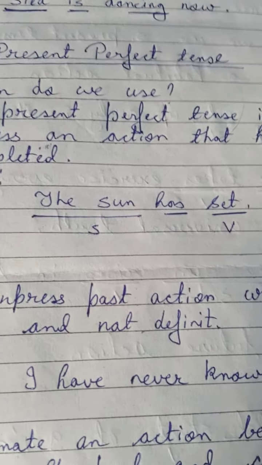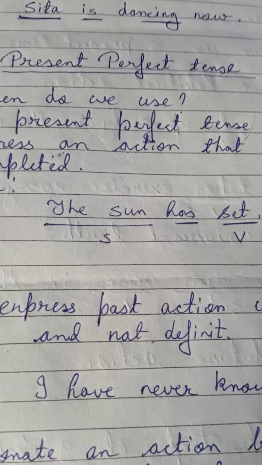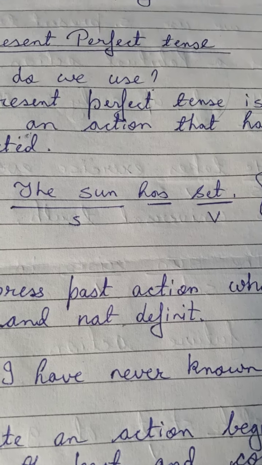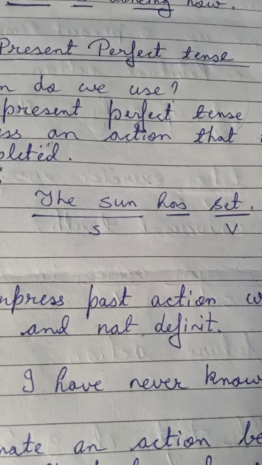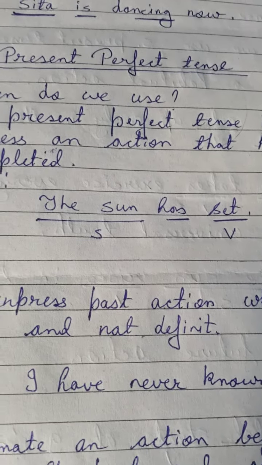Okay, children have played football. Children, the subject is plural and therefore the verb used is have. Children have played football. What does it indicate? It indicates that they have just finished playing football.